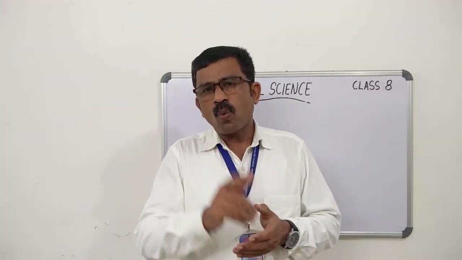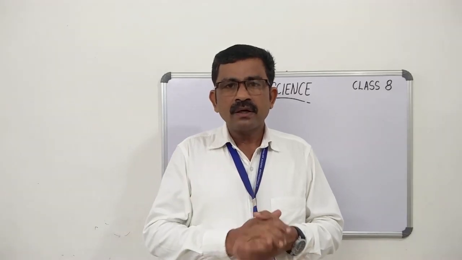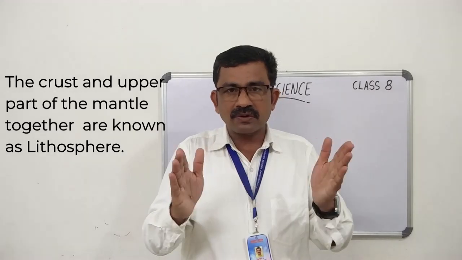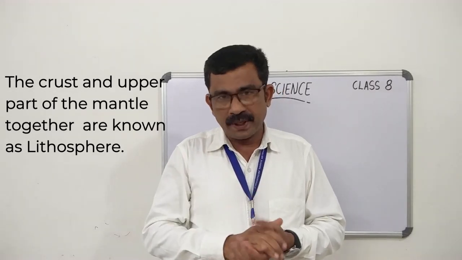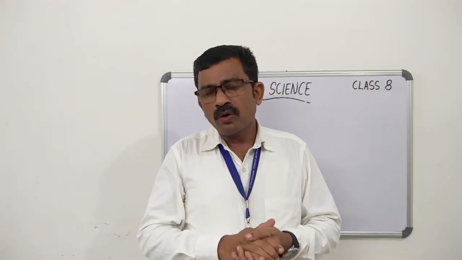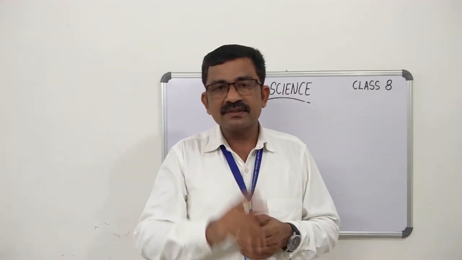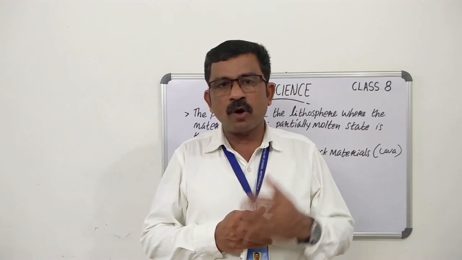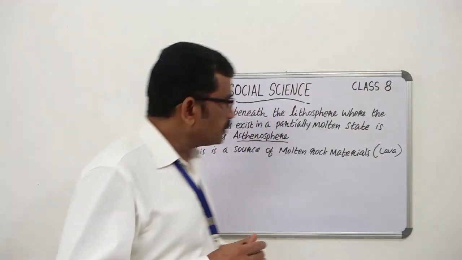So, children, what is lithosphere? The crust and the upper part of the mantle are together called lithosphere. Do you know the thickness of the lithosphere? Yes, the thickness of the lithosphere is about 100 kilometer. Got it? We can discuss in detail about asthenosphere.